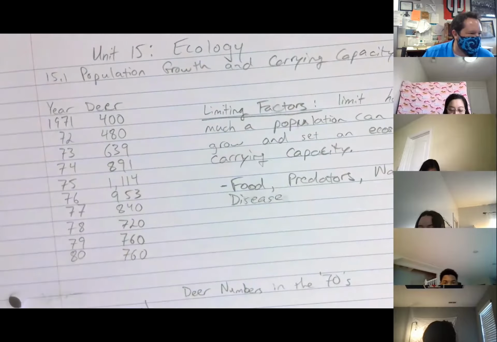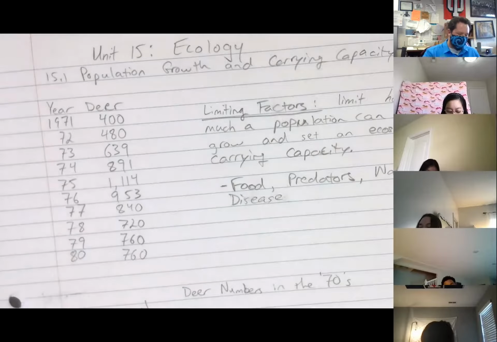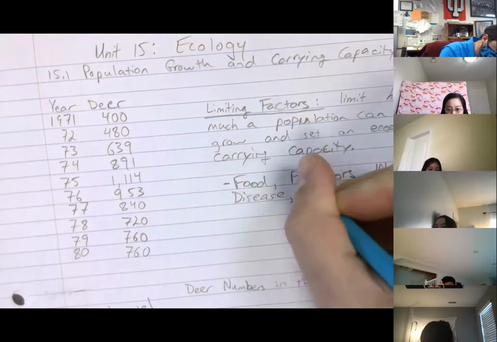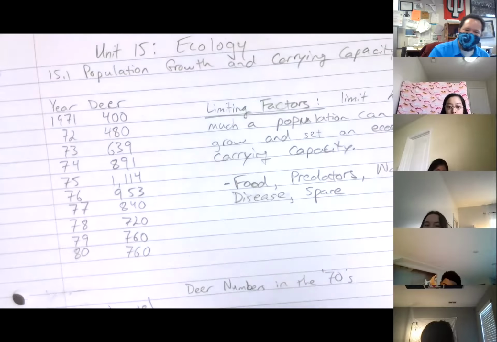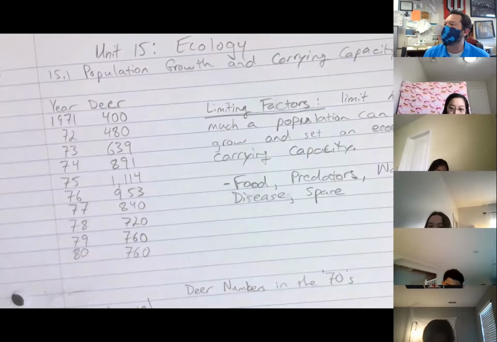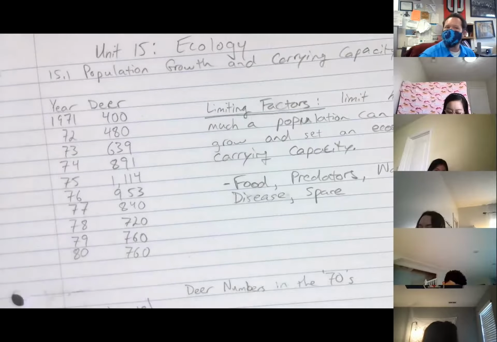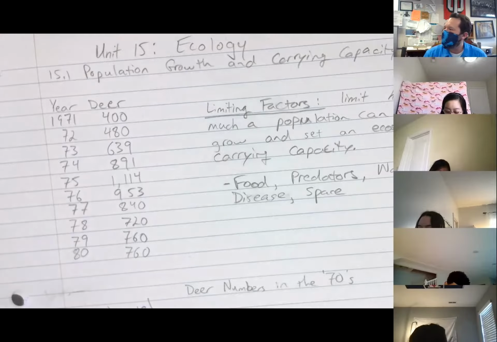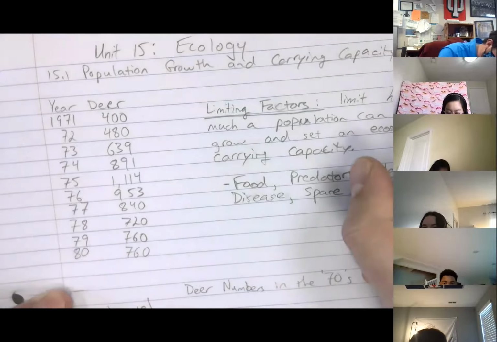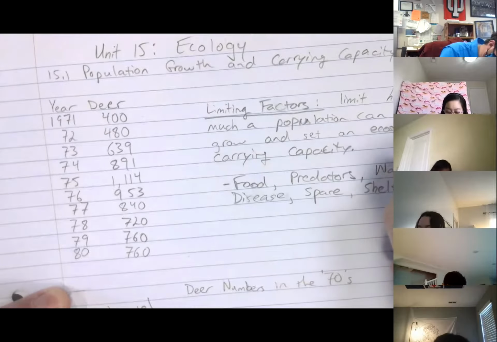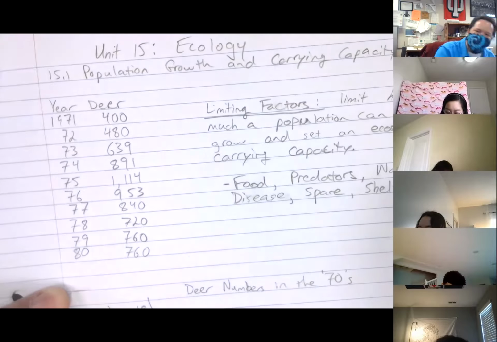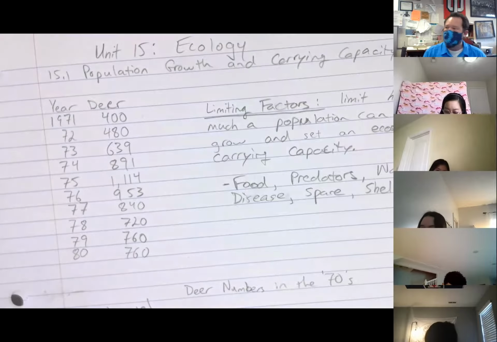All right, I got a chat. Somebody chiming in from online. Yes, excellent. Person online says land or territory. Absolutely. How much space? What else? Shelter. It's another really big one. And yes, disease is a limiting factor.